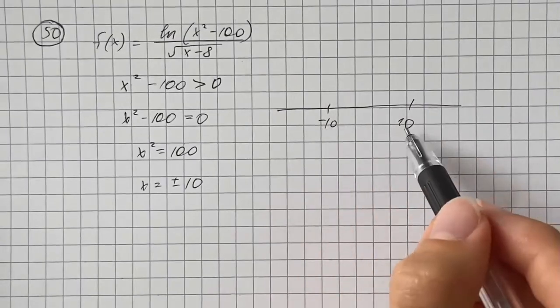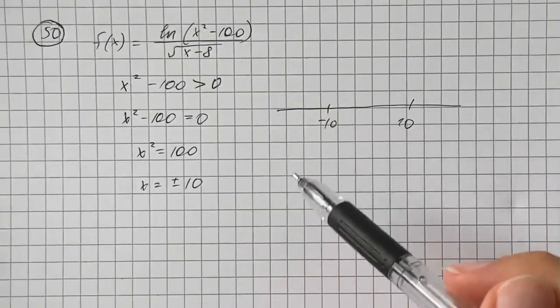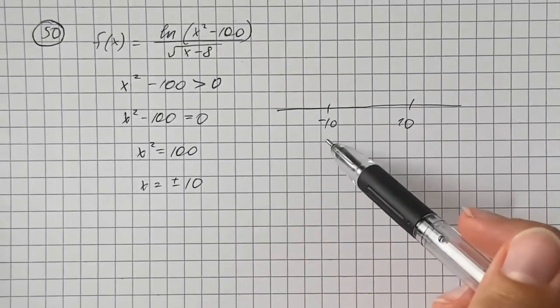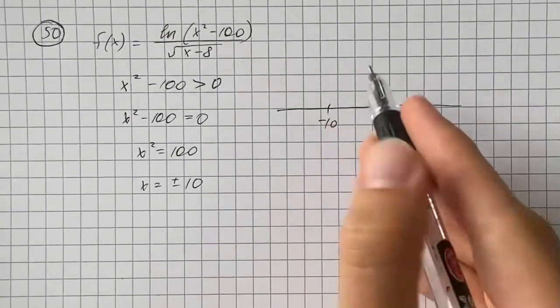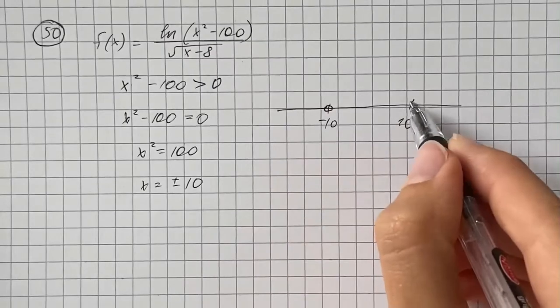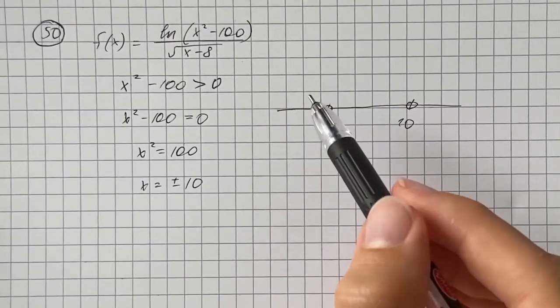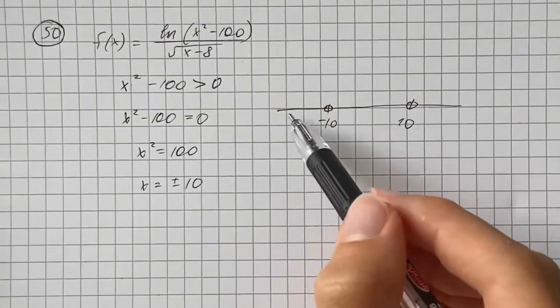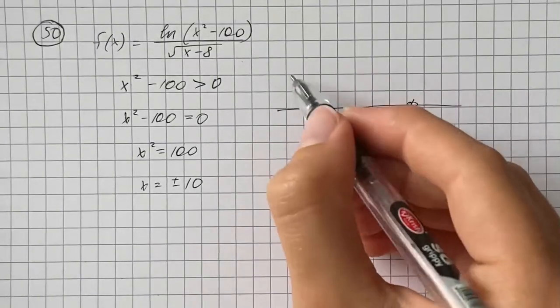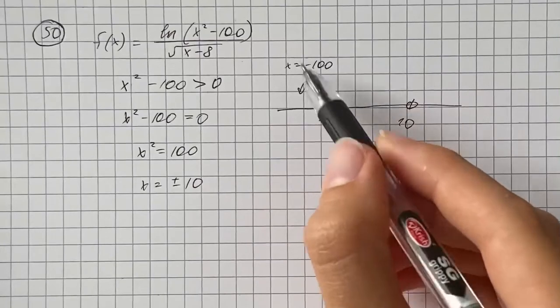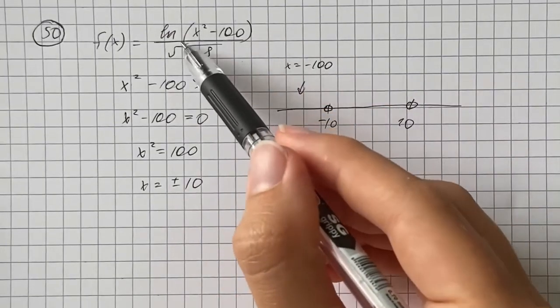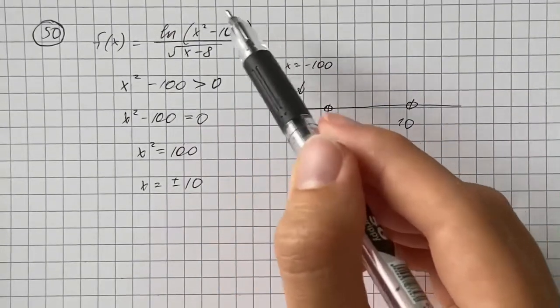And we know that those values will not satisfy the solution, because if we substitute negative 10 or 10 in our logarithm, we get an undefined answer. So we put open circles. And now we're going to check each interval. So we test the numbers from each interval. And we're going to use x equals negative 100. So if we substitute, we get that the quantity inside of the logarithm is positive.